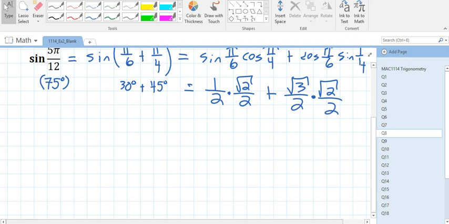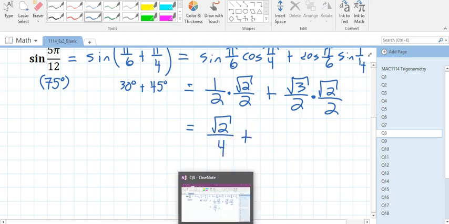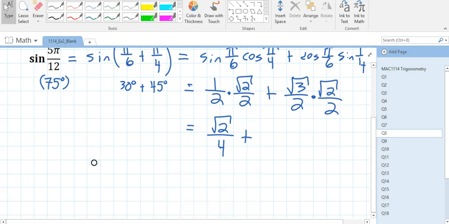So what's 1/2 times radical 2 over 2? Square root of 2 over 4, because you just multiply straight across. Plus, what is radical 3 over 2 times radical 2 over 2? Good, because those two radicals will multiply each other. Radicals can always multiply each other. It's when it comes to adding and subtracting that you got to be careful.